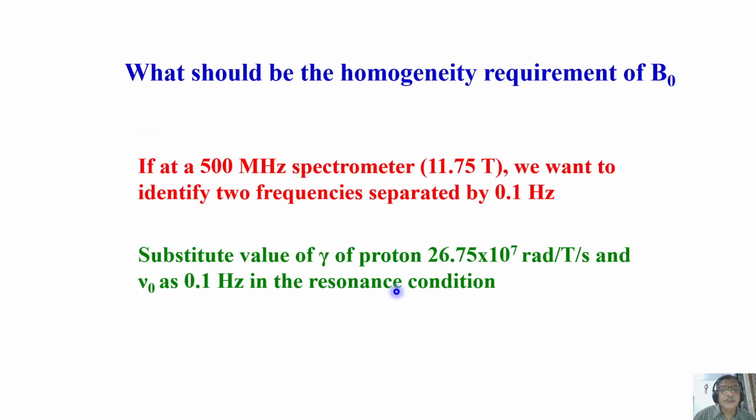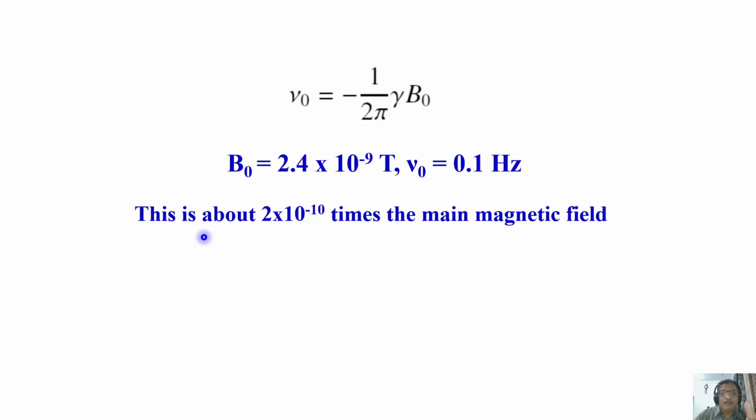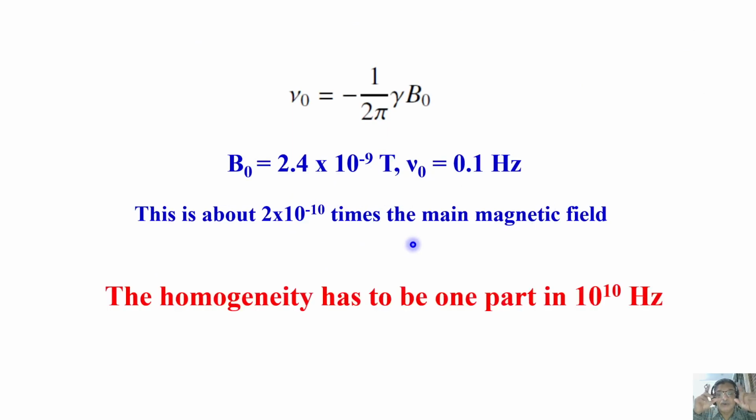Now, as I have been discussing, what should be the homogeneity requirement? I said strong and homogeneous magnetic field. In a 500 megahertz spectrometer of 11.75 Tesla, I should be able to separate two frequencies separated by 0.1 hertz. If I know the gamma of the proton and the resolution I require, we can calculate. I did that earlier also once. This is about 2 in 10 to the power of minus 10. So our resolution should be of the order of 1 part in 10 to the power of 10.